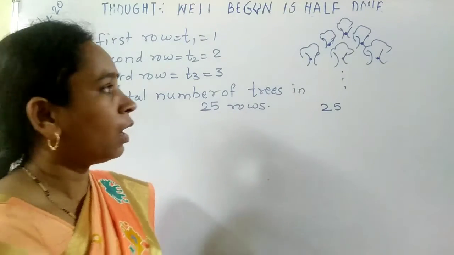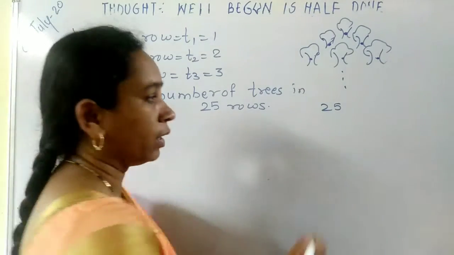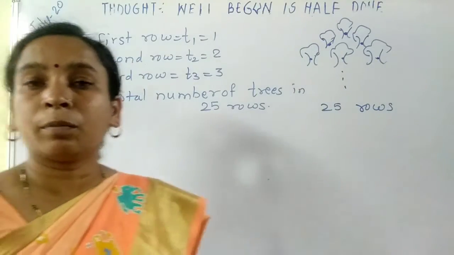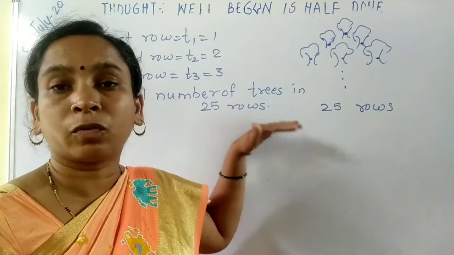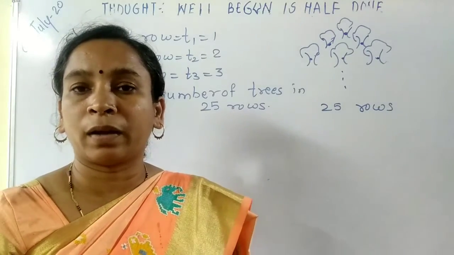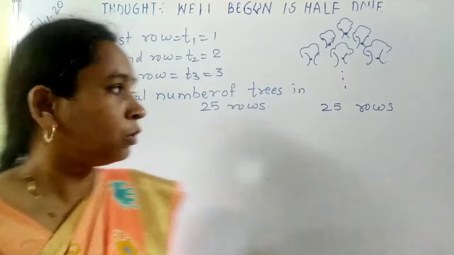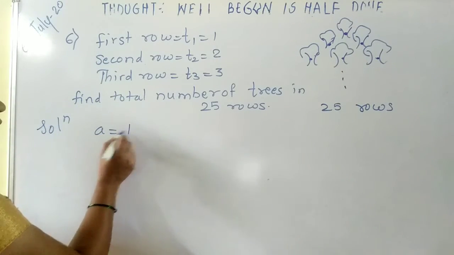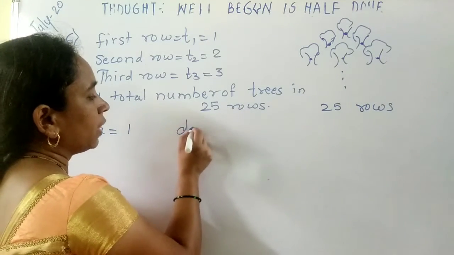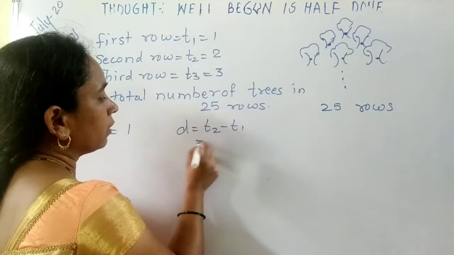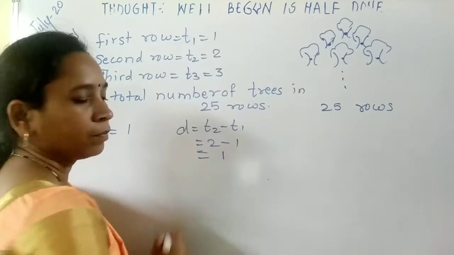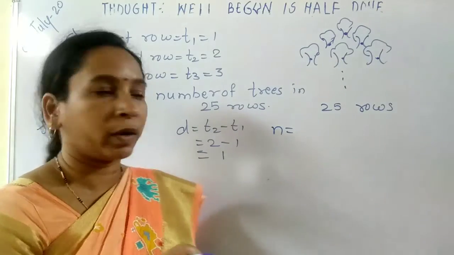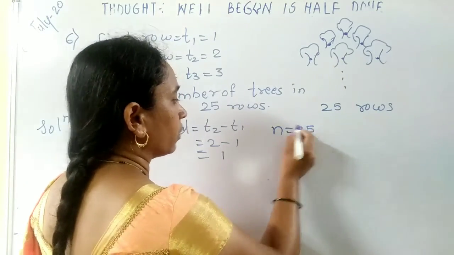So in this way, how many rows are there? 25 rows. They told you to find out the total number of trees which are planted in all 25 rows. That means here we have to find out S25. So we'll see the solution. A's value is nothing but 1. D's value is T2 minus T1, that means 2 minus 1, it is 1. N's value, we have to find all trees from 25 rows, so N's value is 25.